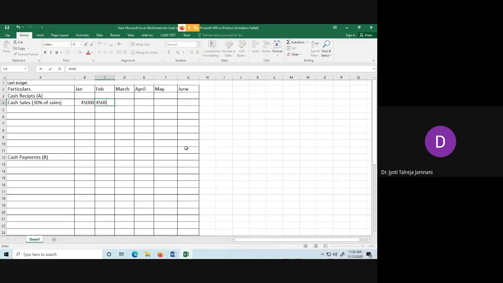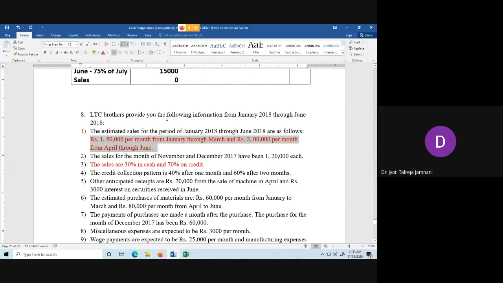So January, February, March, same sales, so 30% will be 45,000. April, May, June, the sales are 2 lakh. 30% of 2 lakh is 60,000. Now the remaining are the credit sales. So how it is collected is given in the next point.